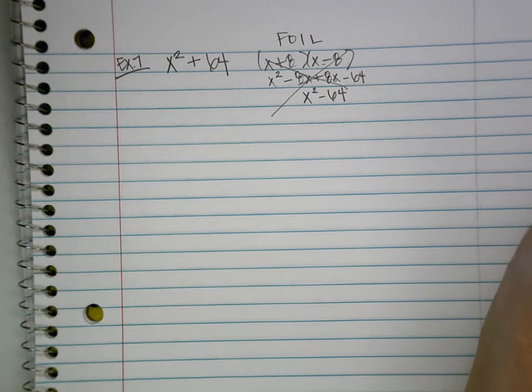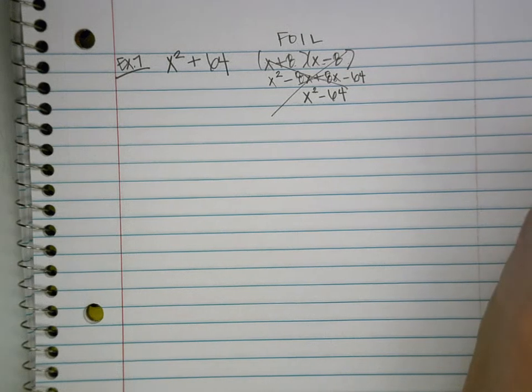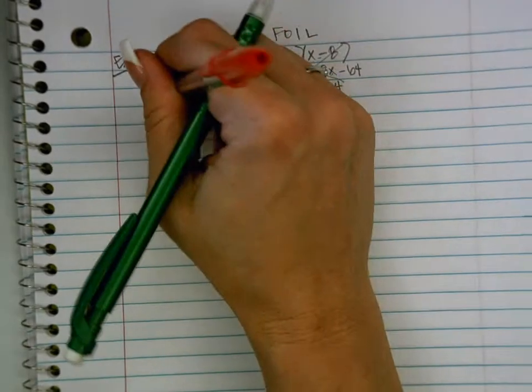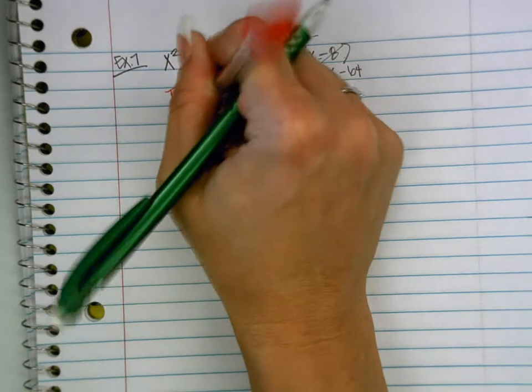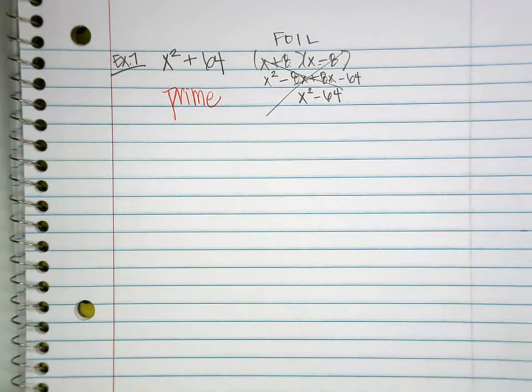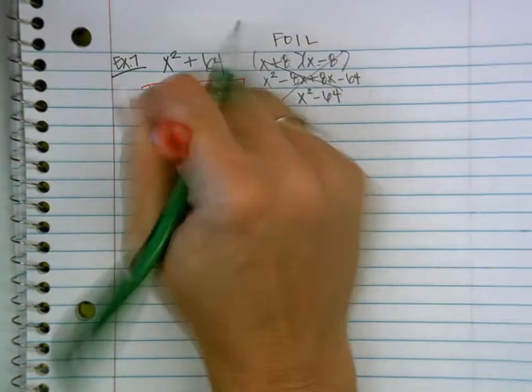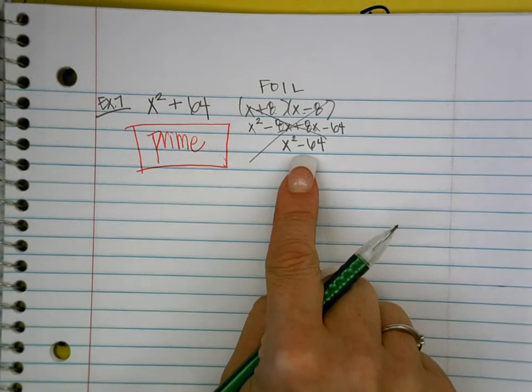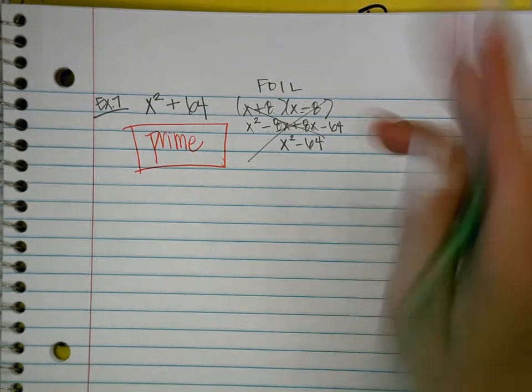Do you think this factors? Am I leading you to believe no? This does not factor, okay? This is something called prime. Basically what that means is it is not factorable, okay? This is prime. Generally, a lot of people try to make this a difference of squares, which is when there's a minus in between. Some people try to make this an addition of squares. There is no such thing, okay?